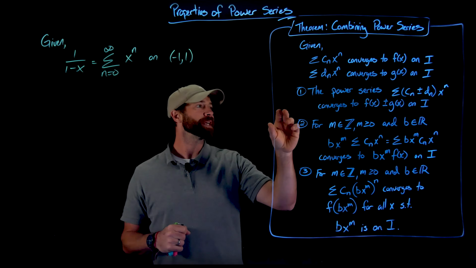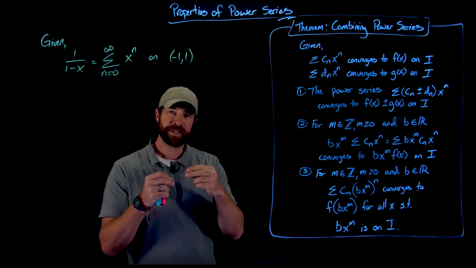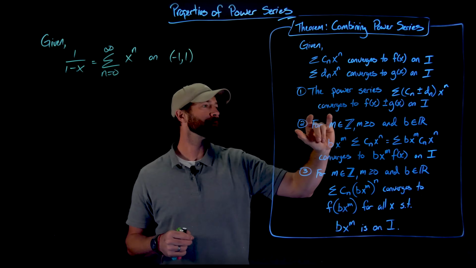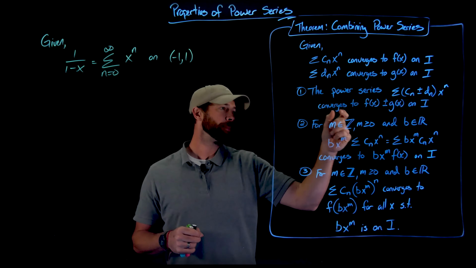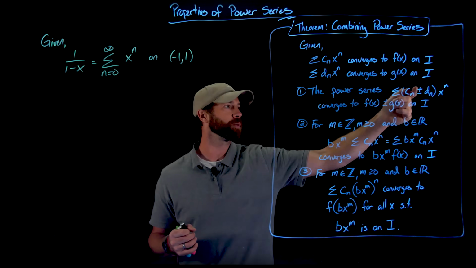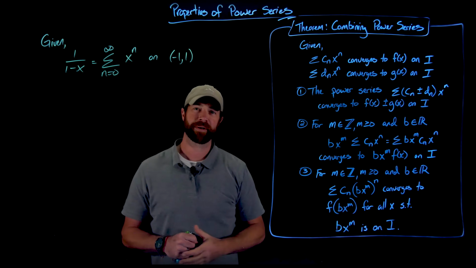Then what we can do is construct a power series by adding or subtracting the coefficients of these power series to create a new series that converges and represents the function f of x plus or minus g of x, depending on whether we're adding or subtracting those coefficients, on that same interval.